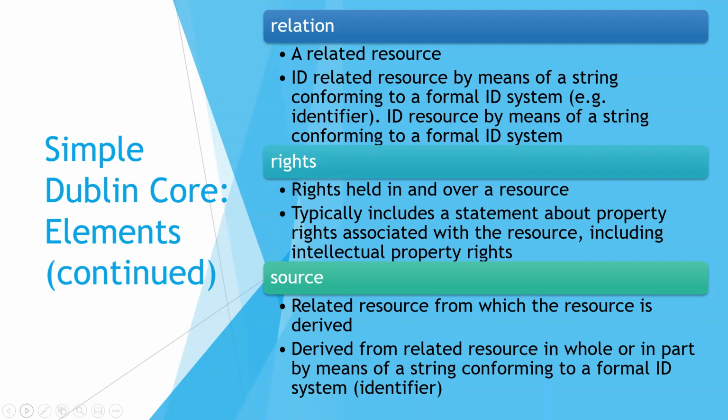And then the source is the related resource from which the resource is derived, which really is not very clear. And it's derived from the related resource in whole or in part, identified by means of a string conforming to a formal identification system, or identifier. Again, we'll go over some examples of this.